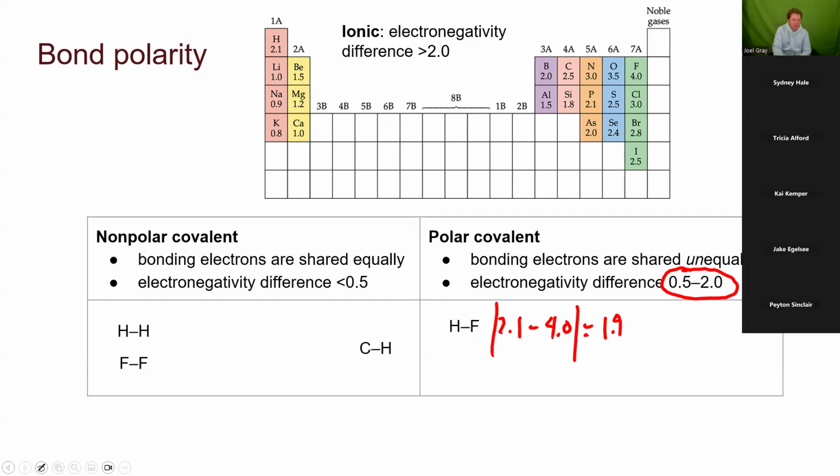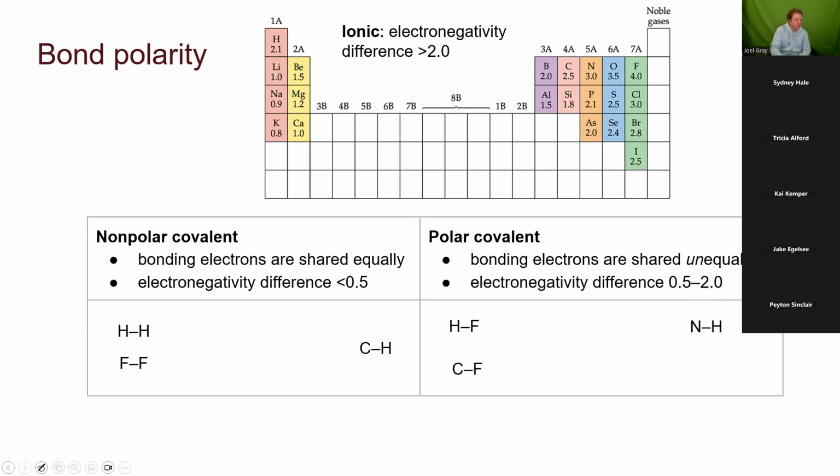We are going to classify this as a polar covalent bond. Now, next up, nitrogen and hydrogen. Nitrogen is 3.0 minus hydrogen 2.1. I'm going to continue to add those absolute value markers. 3.0 minus 2.1 is 0.9. Again, between 0.5 and 2.0.